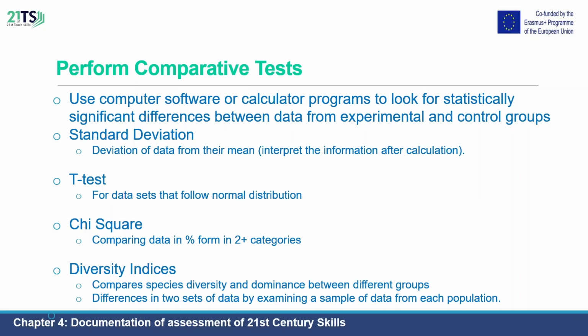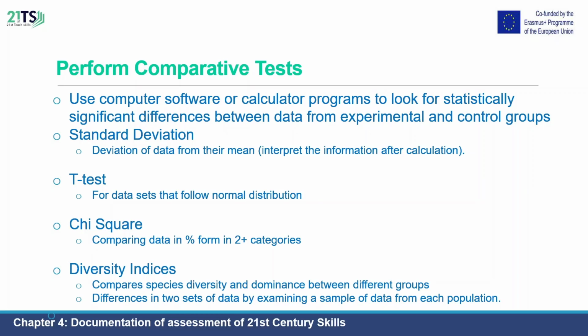You can check your validity by performing comparative tests. Use computer software or a calculator program to look for statistically significant differences between data from experimental and control groups. Standard deviation would be used to measure the deviation of data from their means. Interpret the information after calculation.